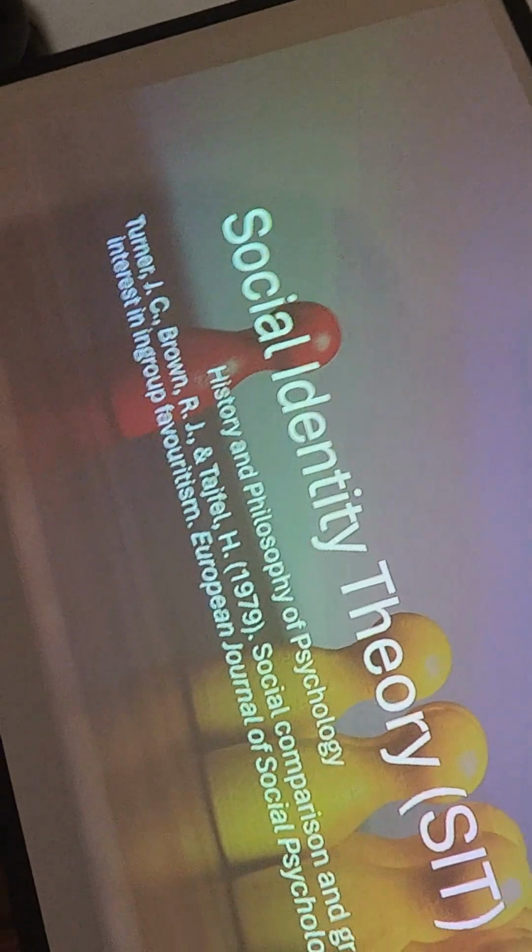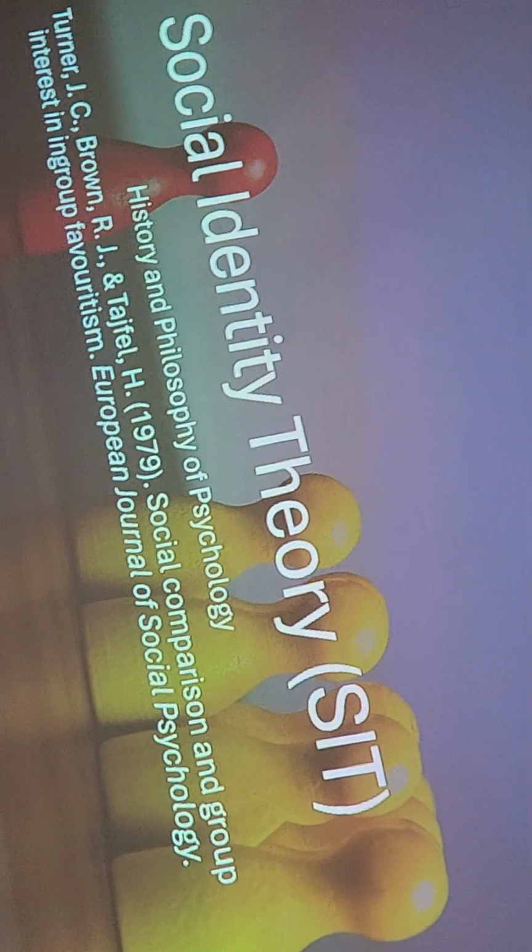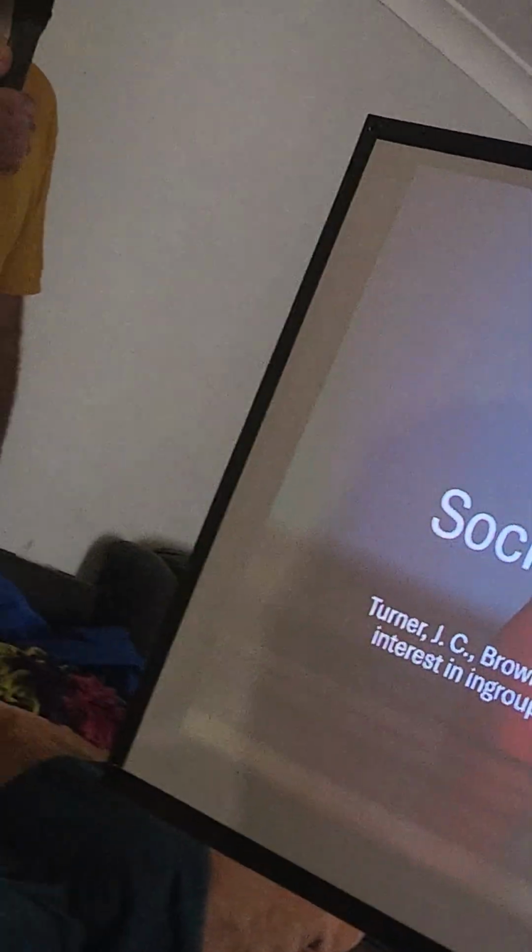I chose to do my assignment on social identity theory, SIT, for History and Philosophy of Psychology. The article I chose was Turner, Brown and Tajfel, 1979, titled Social Comparison and Group Interest in Group Favoritism. It was published in the European Journal of Social Psychology.